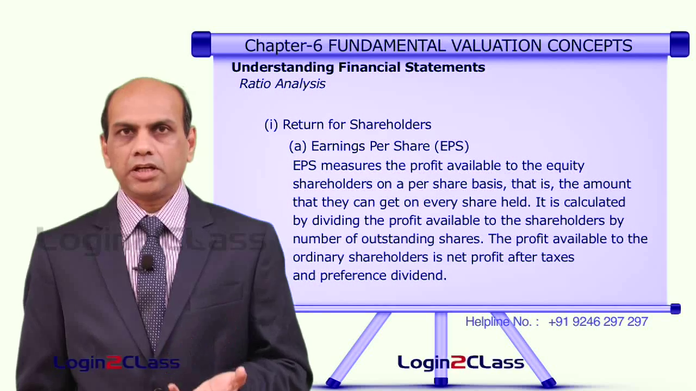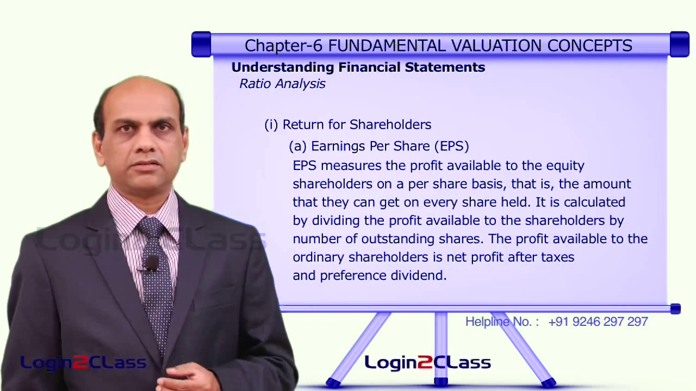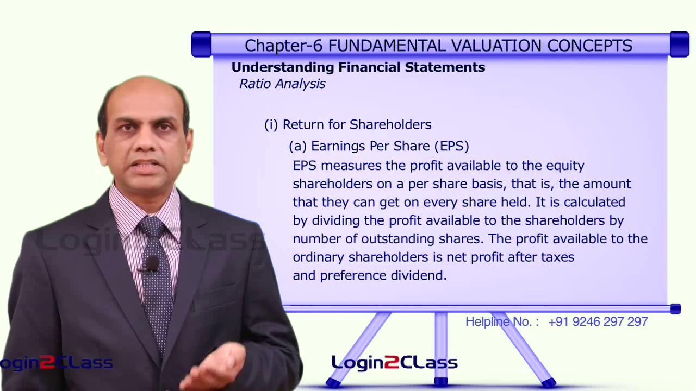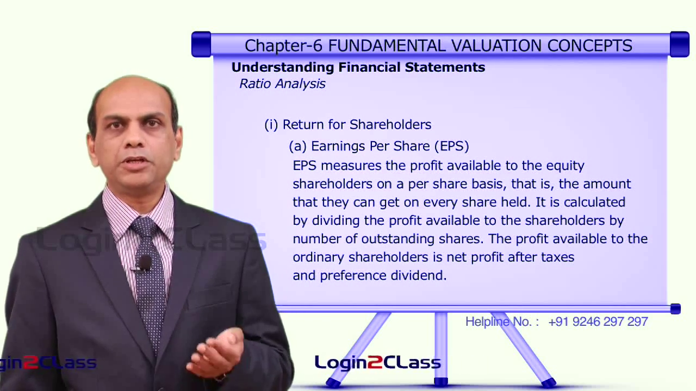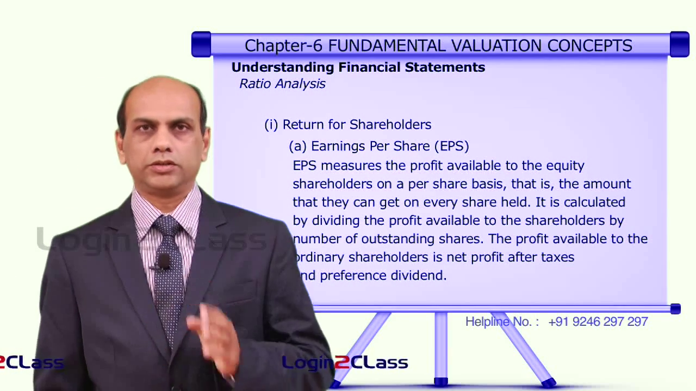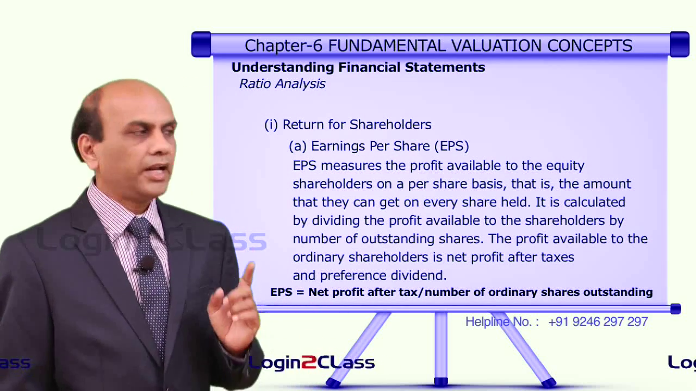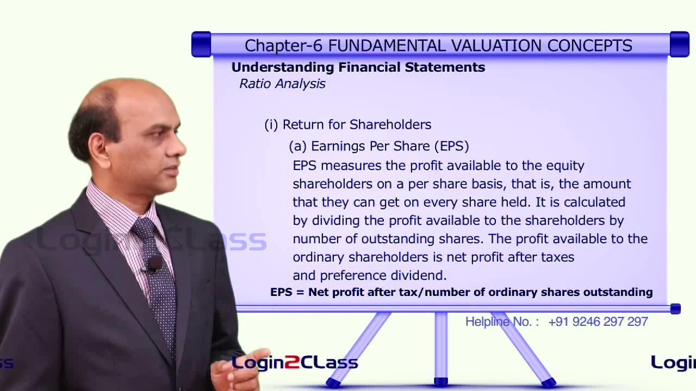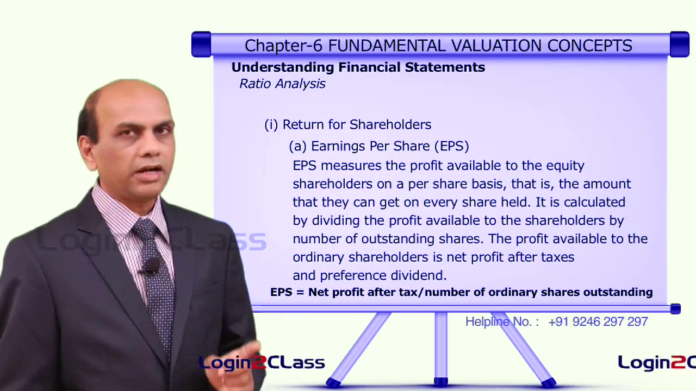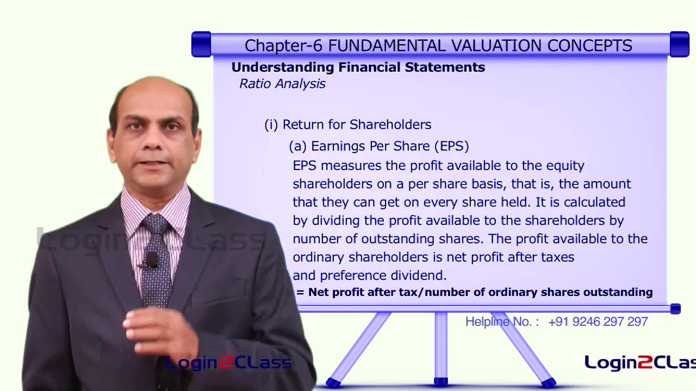That means if a company is making a certain profit, first of all they have to pay the tax, they have to pay the preference dividend. After that, the rest of the profits will be divided among the total shareholders. So, EPS is worked out as net profit after tax and after the dividend paid to the preference shareholders, divided by the number of ordinary shares outstanding.